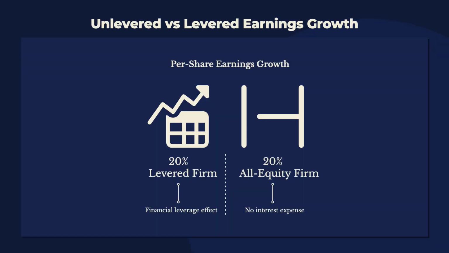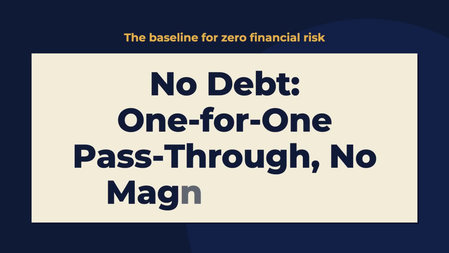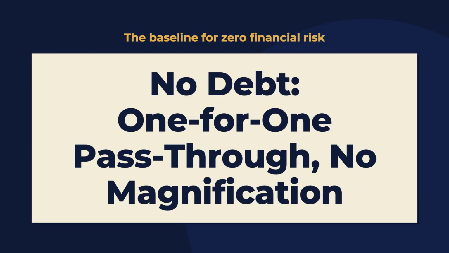Picture an all-equity firm whose operating profit climbs 20%. Its per-share earnings climb the same 20%. A levered twin with the identical operating gain would see per-share earnings rise by even more, because its fixed interest charge acts as a lever. Lock this in. An unlevered firm has a degree of financial leverage of 1, meaning operating profit changes pass through to per-share earnings undistorted, the clean baseline against which every levered firm's amplification is measured.